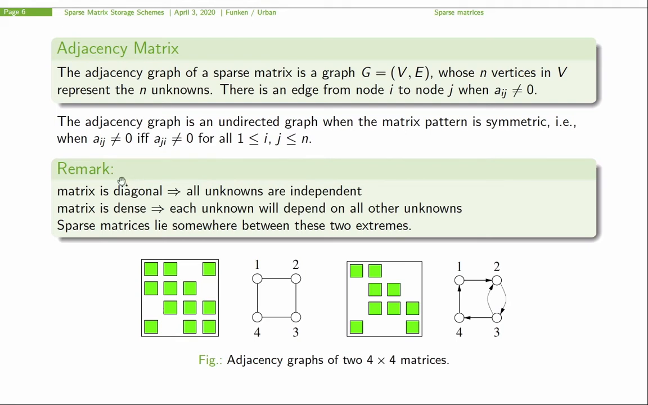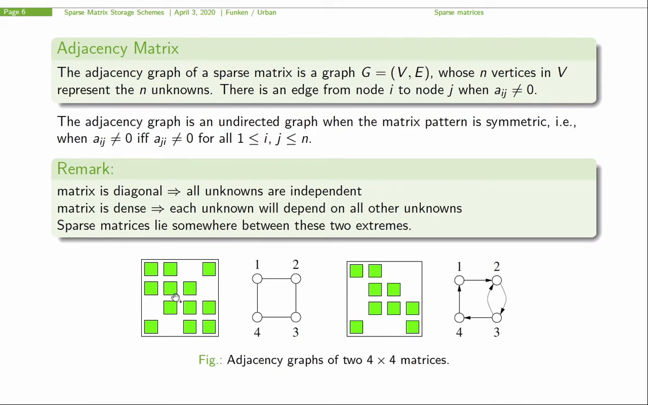So of course, if the matrix is diagonal, all the unknowns are independent. And if a matrix is dense, each unknown will depend on all other unknowns. And if you have a matrix of dimension n, there will be n edges pointing from one node, one vertex, to all the other vertices. And sparse matrices lie somewhere between these two extremes.